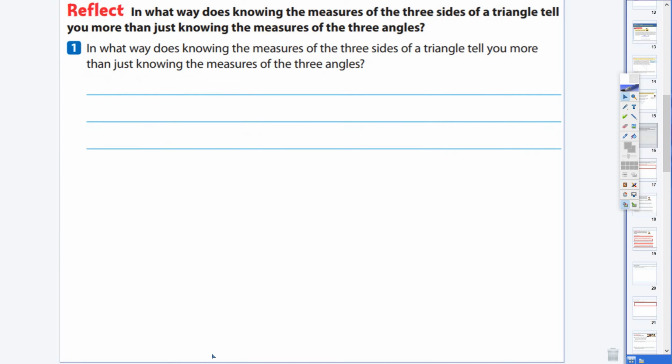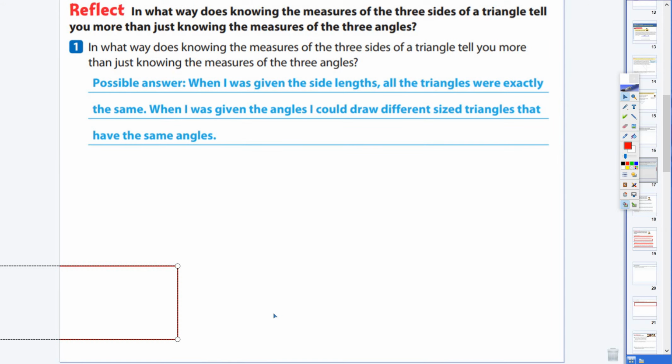Let's reflect. Question 1. In what way does knowing the measures of the 3 sides of a triangle tell you more than just knowing the measures of the 3 angles? Think about that. If you did the work carefully, you would have a better understanding of this. Pause this video, answer your question. When you unpause it, you will get your answer.